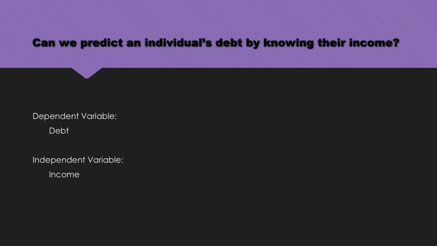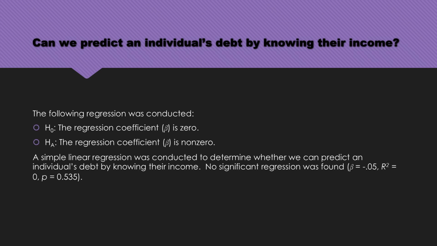The first test we conducted was, can we predict an individual's debt by knowing their income? The dependent variable is debt and the independent variable is income. The null hypothesis states the regression coefficient, or beta, is 0. The alternative hypothesis states the regression coefficient, or beta, is non-zero.